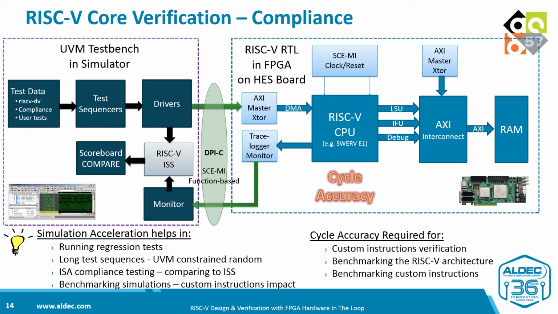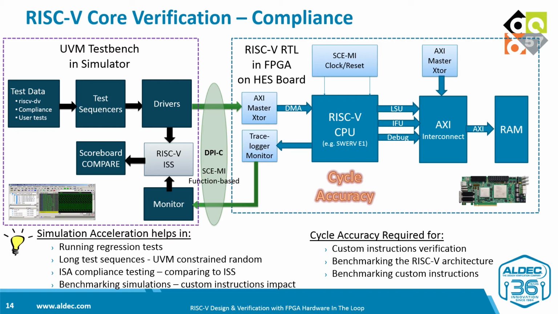And a constrained random verification methodology like UVM works well in such a case. You can develop a test bench that drives and monitors the RISC-V core RTL and also a reference model, for example, a RISC-V instruction set simulator. The response of the reference model should match the one from the RTL implementation, so it's easy to implement a self-checking test bench.